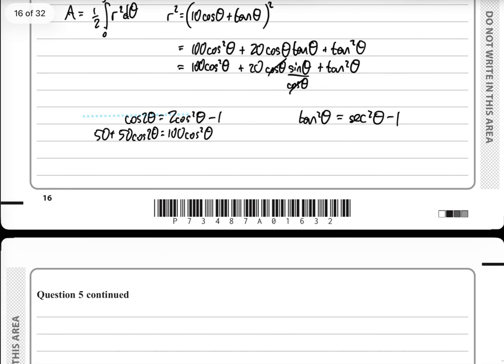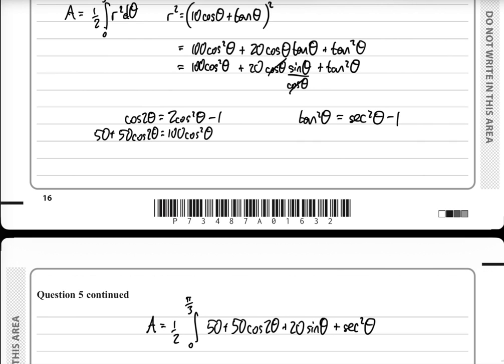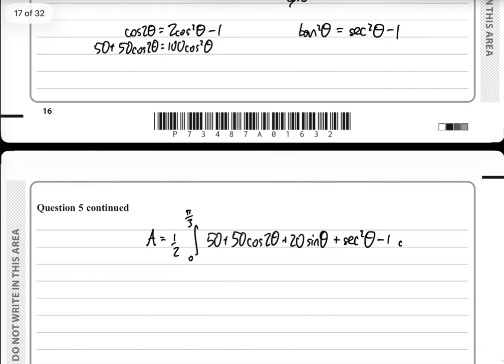That's 50 plus 50 cos 2 theta replaces the 100 cos squared theta. So that gives us A is equal to a half of the integration from 0 to pi by 3 of 50 plus 50 cos 2 theta plus 20 sine theta plus secant squared theta minus 1. Okay, let's combine those. And we can integrate this.